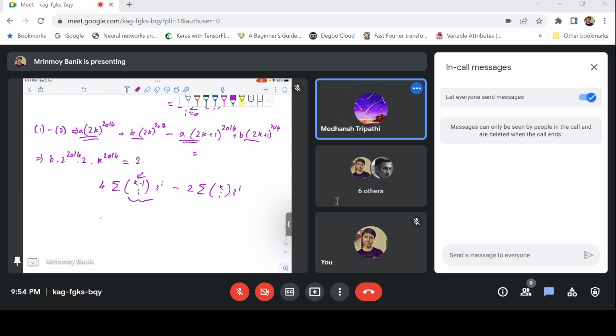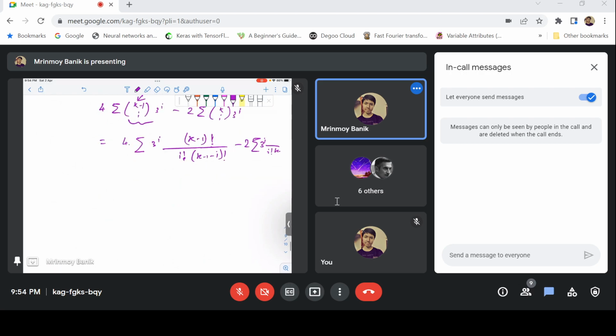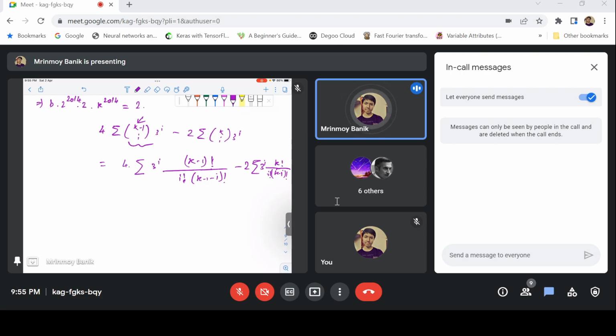So this is 3^i times (k minus 1)! over i! (k minus 1 minus i)!, minus 2 times the sum of 3^i times k! over i! (k minus i)!.